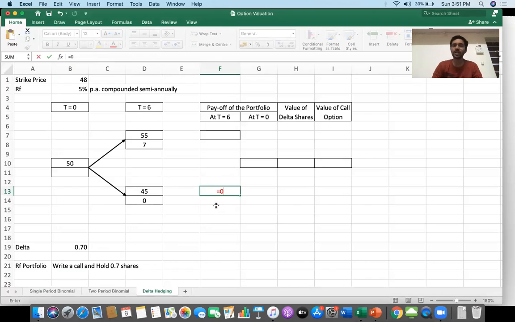And then I have 0.7 shares with me. So those 0.7 shares are going to have a value of 0.7 into 45, 45 being the share price at t equal to 6.